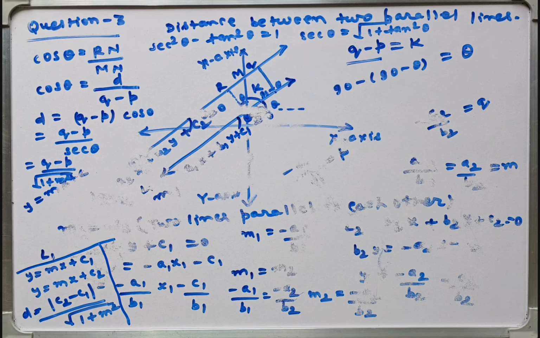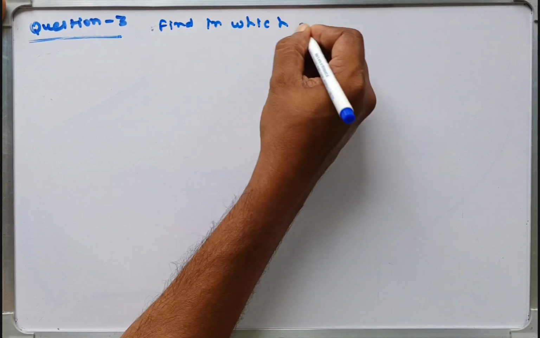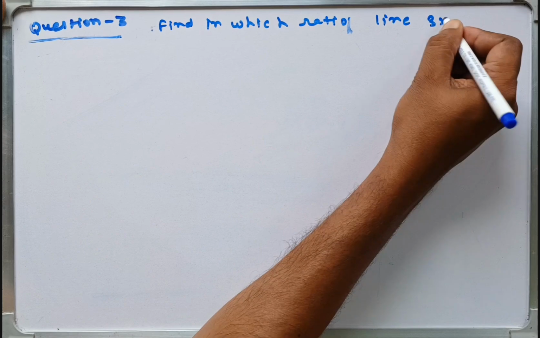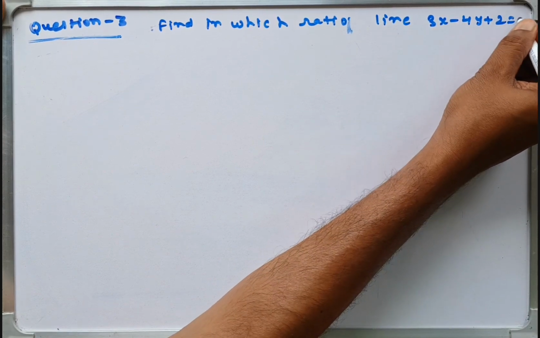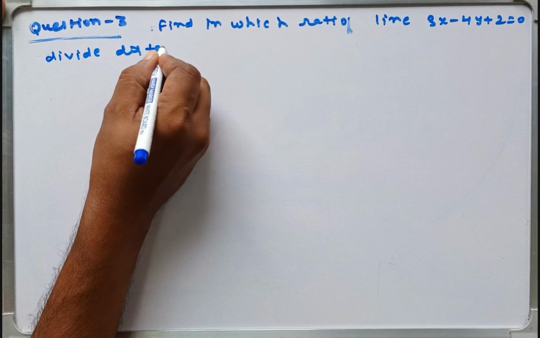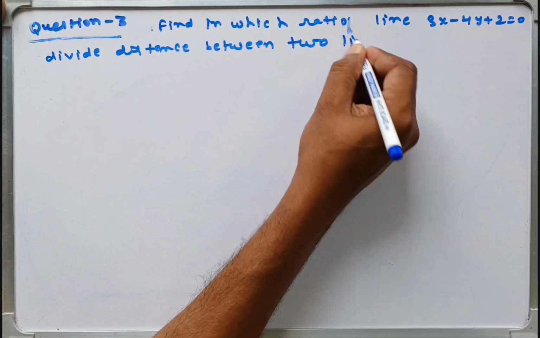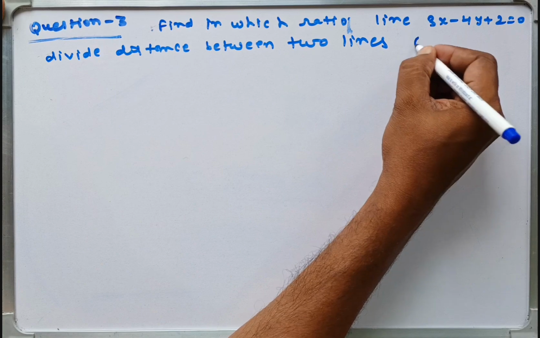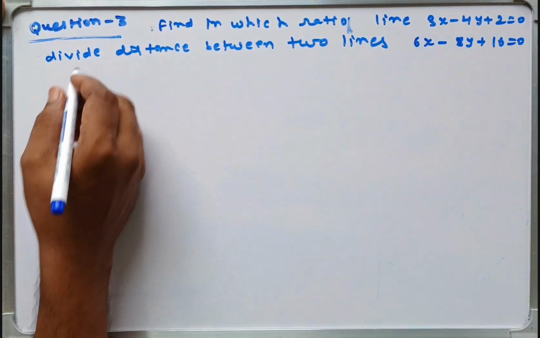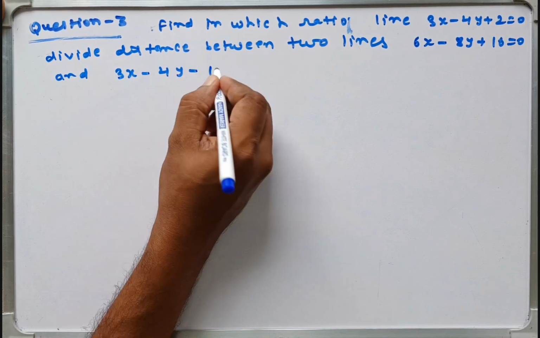Okay, see the example here. Find in which ratio the line 3x minus 4y plus 2 equals 0 divides the distance between the two lines 6x minus 8y plus 16 equals 0 and 3x minus 4y minus 12 equals 0.